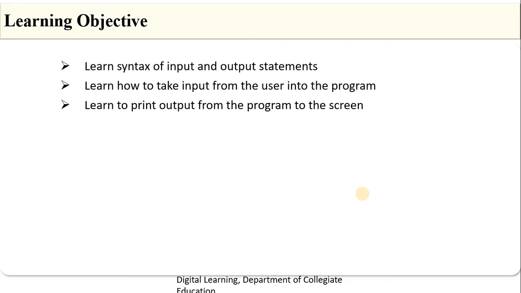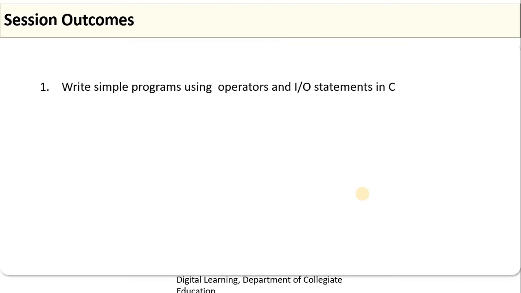Learning objectives: you will be able to learn the input output statements, and how to take an input from the user into the program and how to output the character onto the screen from the program. After going through the session, you should be able to use IO statements in the C programming language to take in a character from the console or to print a character onto the console.